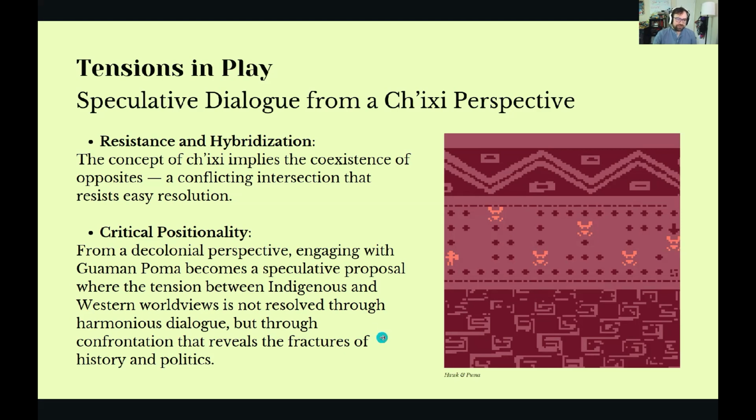So the critical positionality is that, from a decolonial perspective, engaging with Guaman becomes a speculative proposal where the tension between indigenous and Western worldviews is not resolved through harmonious dialogue, but through confrontation that reveals the fractures of history and politics.